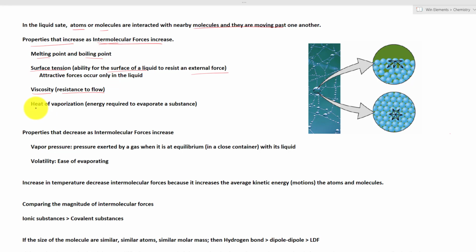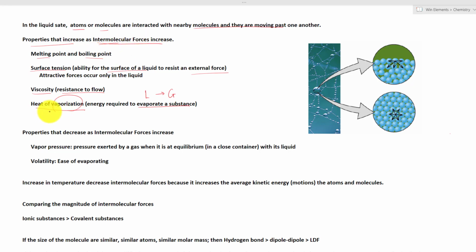And then we have heat of vaporization. If you don't know what heat of vaporization is, by now you should know what vaporized means. Think of vaporization. That is to evaporate a substance, right, from liquid to gas. So think of it that way, from liquid to gas. So of course, the greater the interaction between the molecules, the greater the intermolecular force, the greater the heat of vaporization.